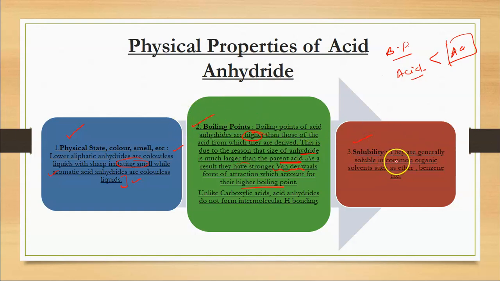Third point is your solubility. They are generally soluble in common organic solvents, for example, in ether and benzene. So these were the three physical properties of your acid anhydride. Quite easy to remember. There is nothing so difficult about it. So this much you can take up in this particular video.